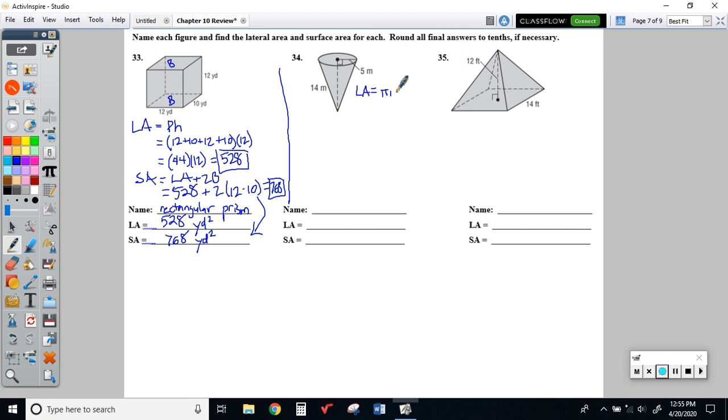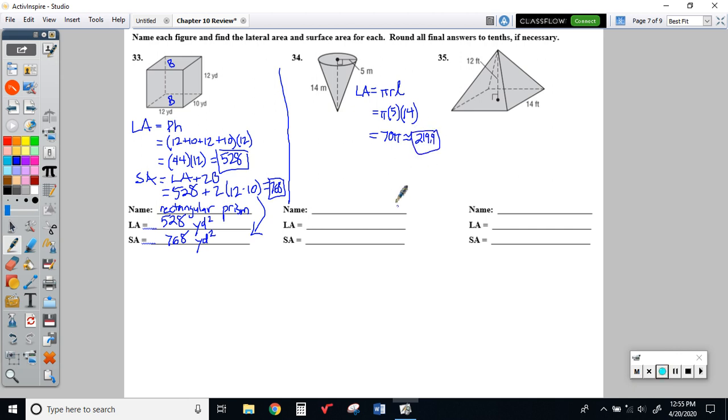That formula was pi r L, L being the slant height. So you can replace r with 5. L is right here. The height on a slant is 14. This is a straightforward one because of that. So you've got 70 pi, which is approximately 219.9 on that one, 219.9.